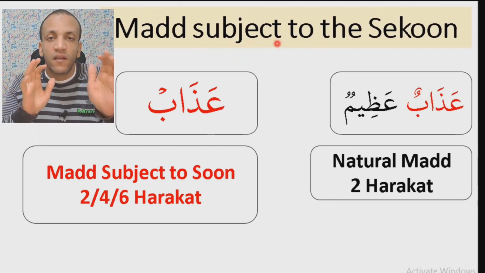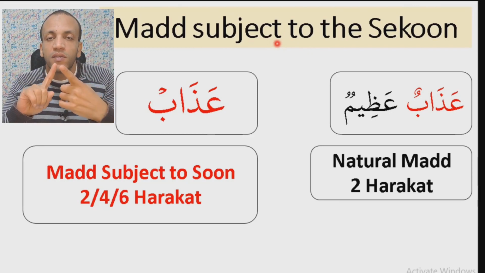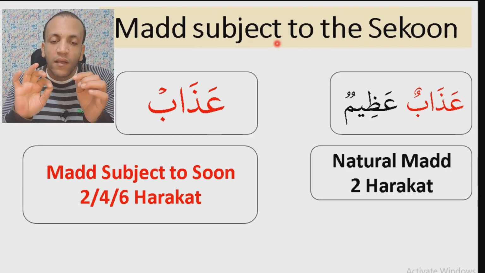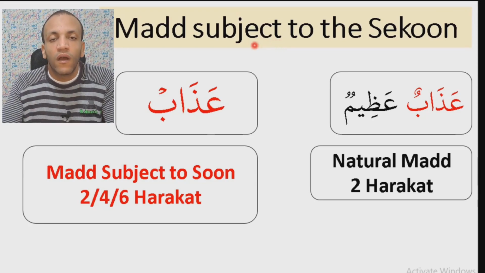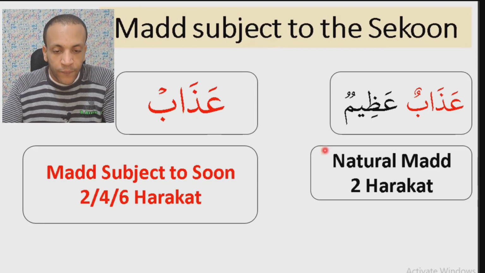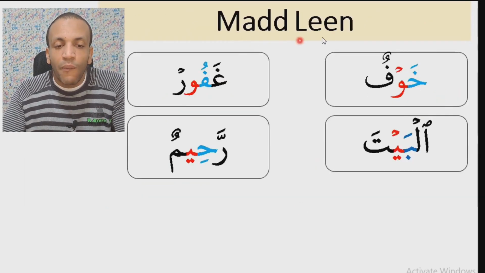But in the first level of Tajweed, I recommend you now the 4 harakat. Why? Keep watching, and at the end of the video, I will tell you in detail why. So this is the Madd subject to Sekun. Let's go to the second section of Madd today, and our second section is Madd Leen. Learn this name, Leen, Madd Leen.